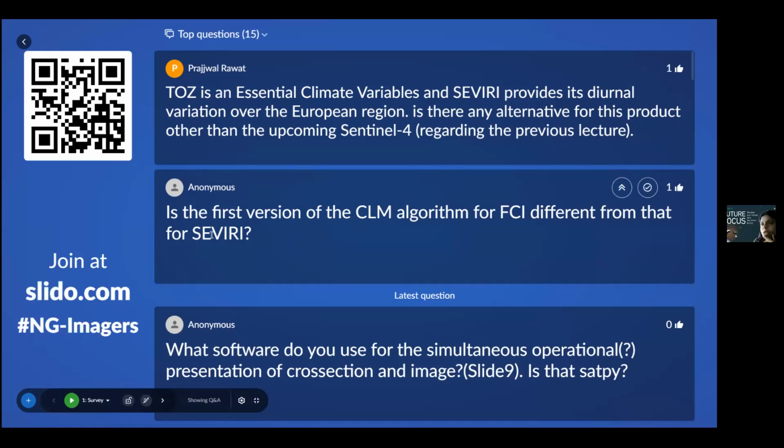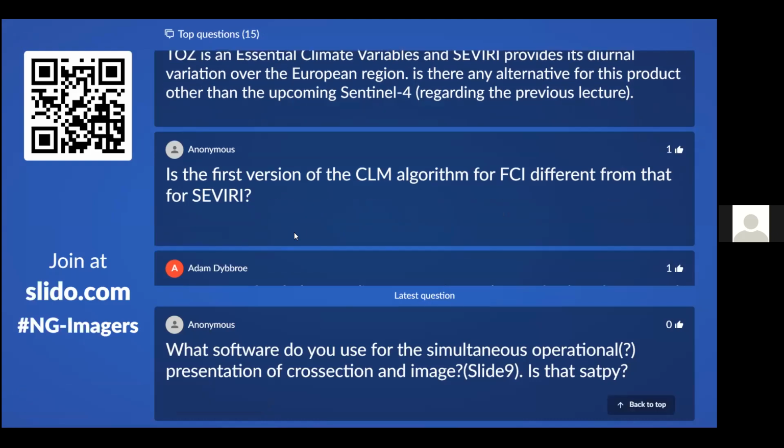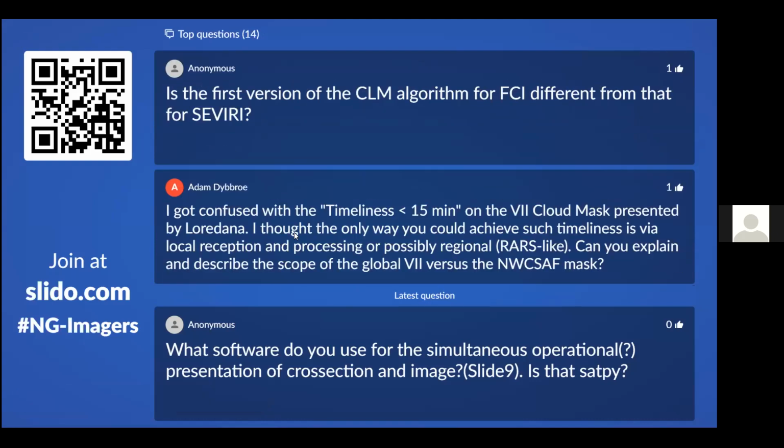This one is for Hans Joachim again. Is the first version of the cloud mask algorithm for FCI different from that for SEVIRI? Compared to the nowcasting SAF version for SEVIRI, it's not different or not much different. There are few adaptations, but it's different from the current EUMETSAT MPEF cloud mask.